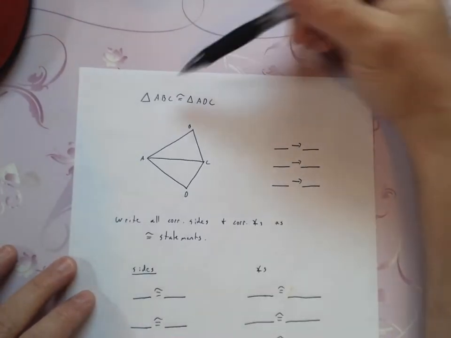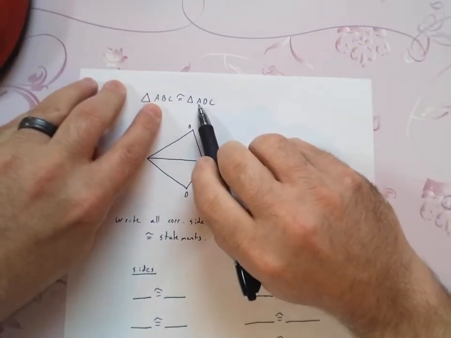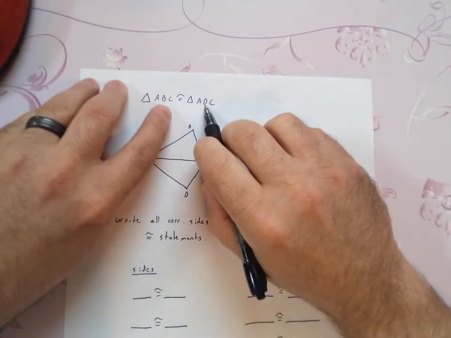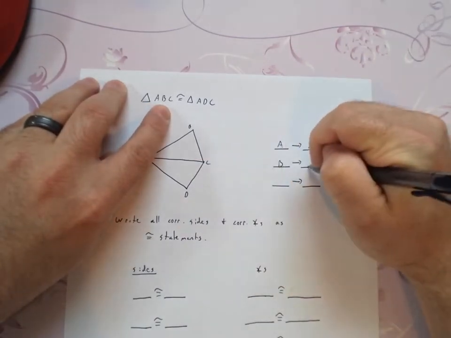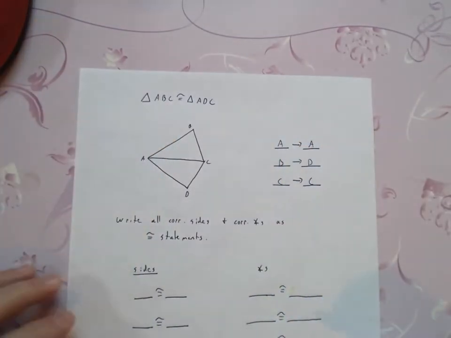So if I look up here and I kind of just make a little mapping of what's going on, we know that A and A go together. I'm going to mark that down. We know that B and D go together. And C and C go together. So this is like our placement when we write things down here.